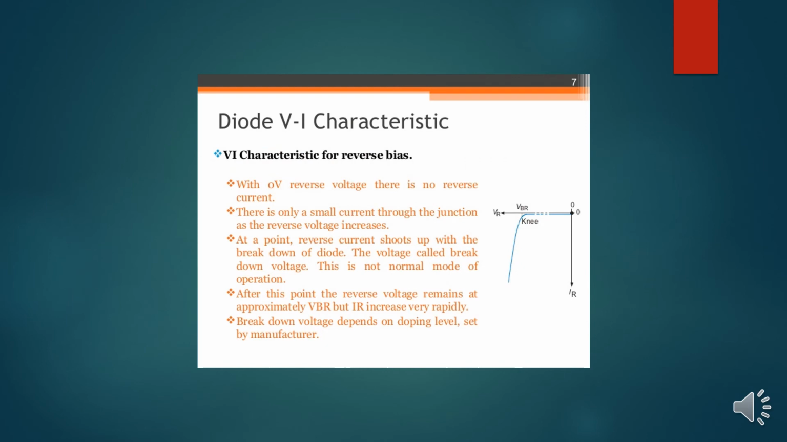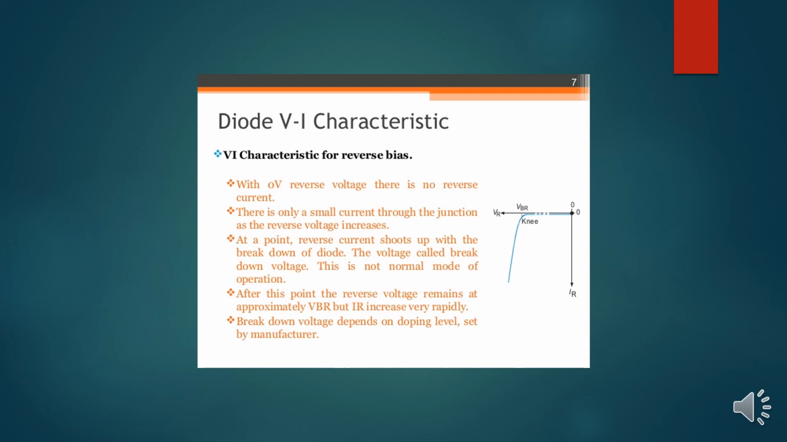And what are the characteristics of reverse bias? With 0 volt reverse voltage, there is no reverse current. When we apply 0 reverse voltage, we have this point here where no current is shown. There is only a small current through the junction as the reverse voltage increases. At a point, the reverse current shoots up with the breakdown of the diode. The voltage is called the breakdown voltage. This is not a normal mode of operation. After this point, the reverse voltage remains at approximately VBR, but IR increases rapidly.